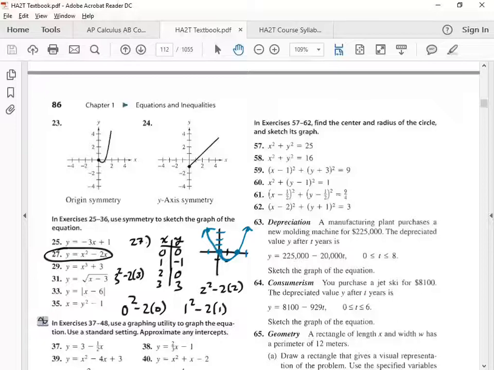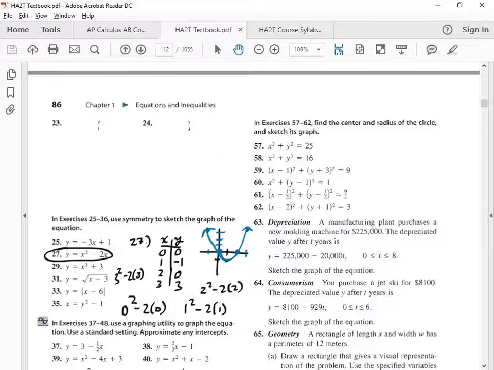Okay, so I'm going to pause right here on talking about symmetry to talk about intercepts. We're going to still use 27 to talk about intercepts because it fits so nicely and so pretty. Hey, do you guys know anything about x-intercepts? Okay, what is the most important thing you can know about x-intercepts?